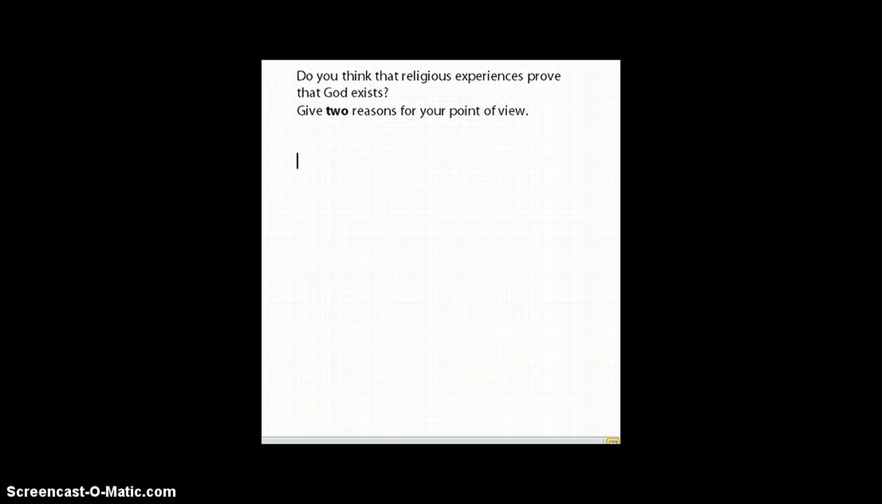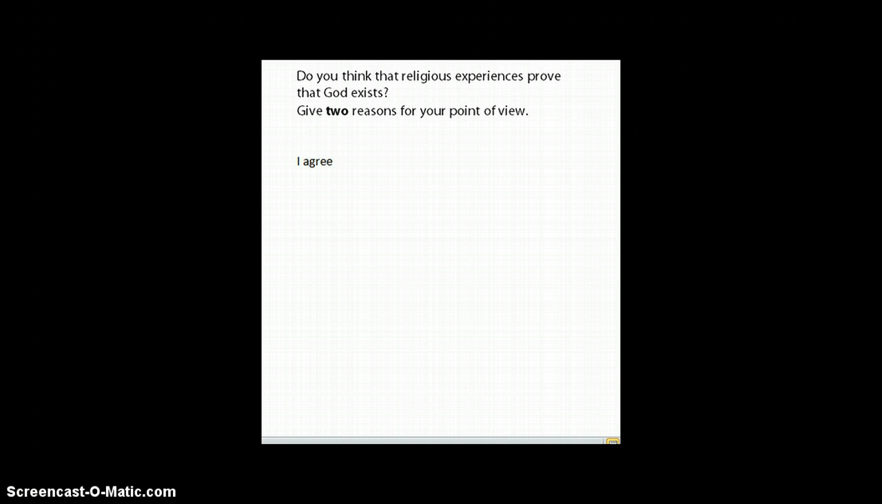So let's have a look at how to answer a question. So I've chosen the B question. Do you think that religious experiences prove that God exists? Give 2 reasons for your point of view. So I've got to think of 2 developed reasons for my view. So I'm going to start with my point, whether I agree or disagree. So I'm going to say I agree. So I've done the P out of P-E-E in a B.